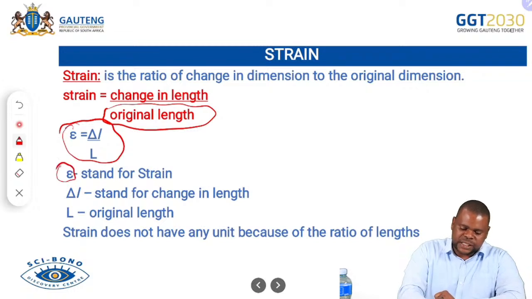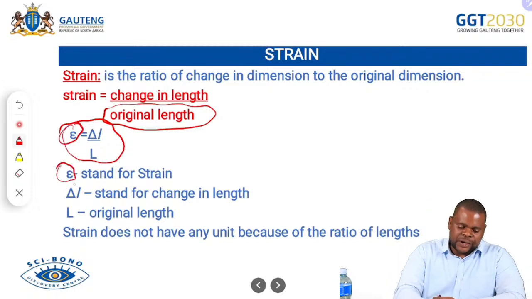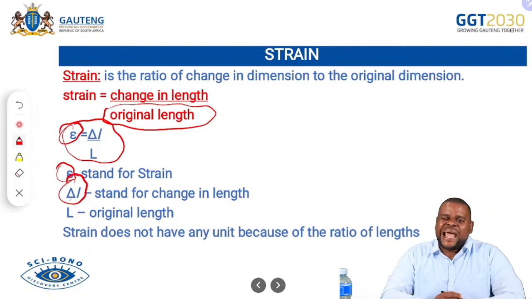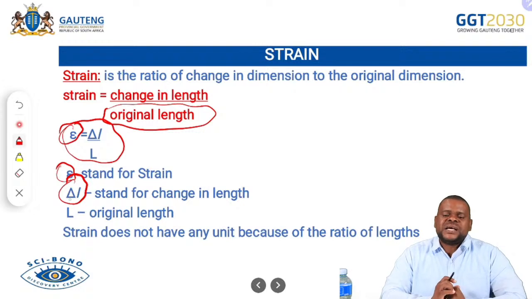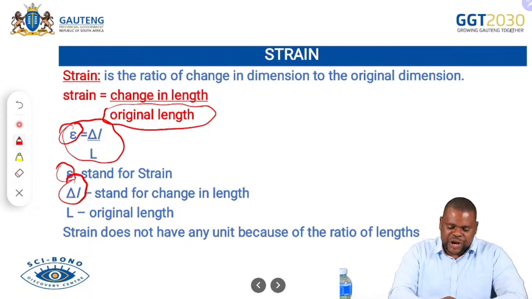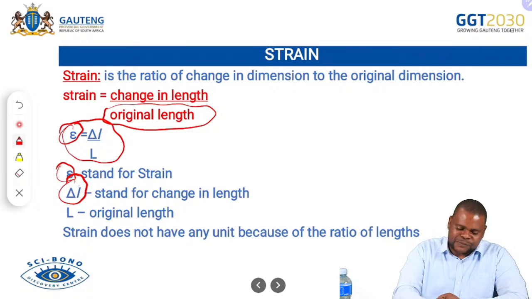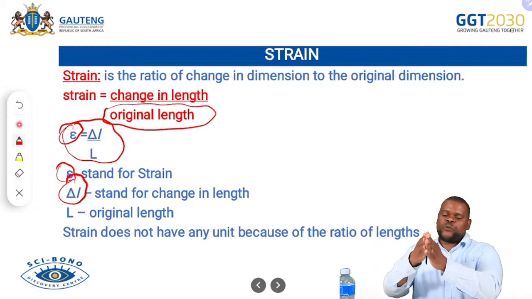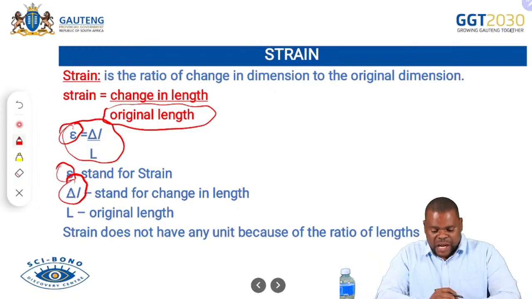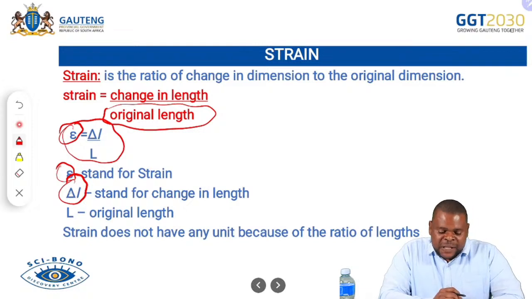This stands for what? A strain. And this means what? Remember the triangle. When you see a triangle in a calculation, you must know it means change. It stands for what? Change. That is why we have a change in length. The small l is length, it shows that we are moving from one point to another, so it is a change. Then the capital letter L stands for what? Original length.